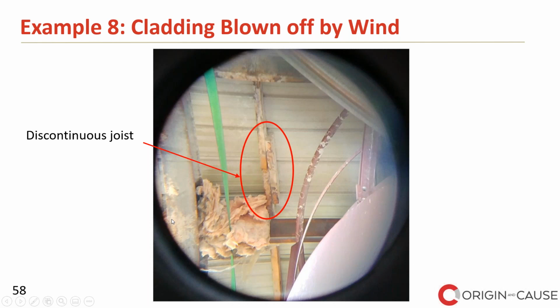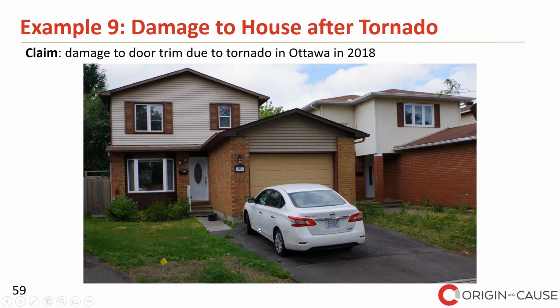We also, during that investigation, spotted some other pre-existing construction deficiencies. This is a discontinuous joist on the roof of that shelter. So the true cause was, again, pre-existing construction deficiencies.